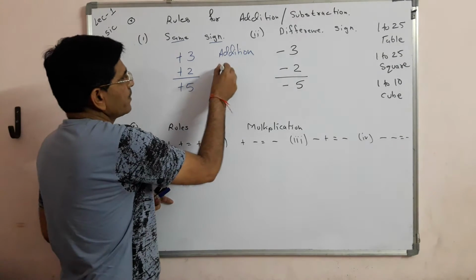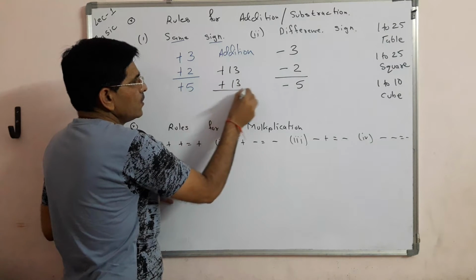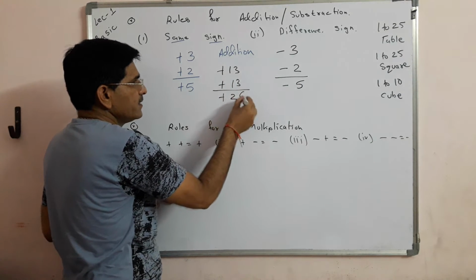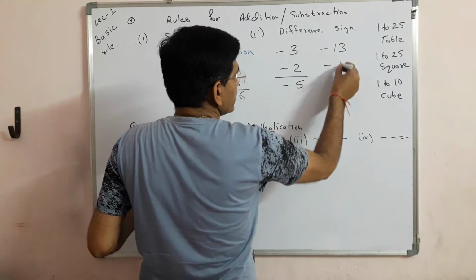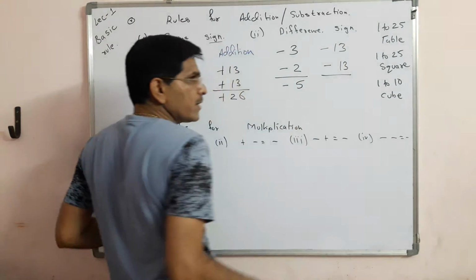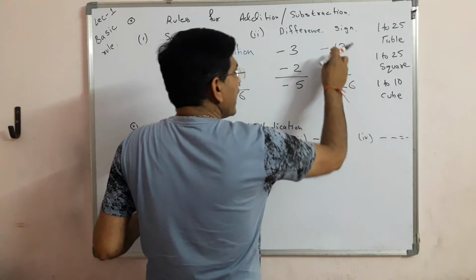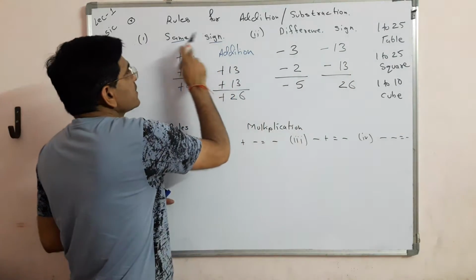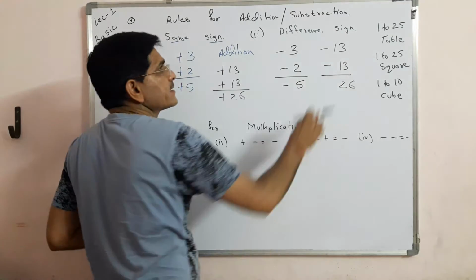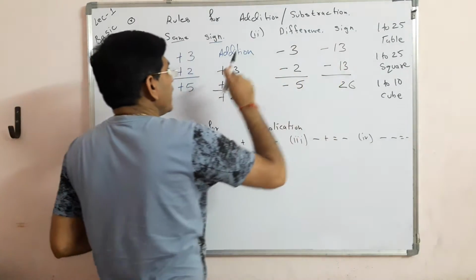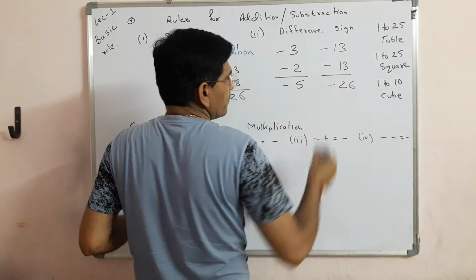Now if I write plus 13, plus 13, I have to write plus 26. If I write minus 13, minus 13, what do I have to write? Minus 13, minus 13, that is 26. The same sign rule is always addition. So 13 plus 13 is 26, with minus always. Now you will see who is big? 13 is big, so we have to write minus.